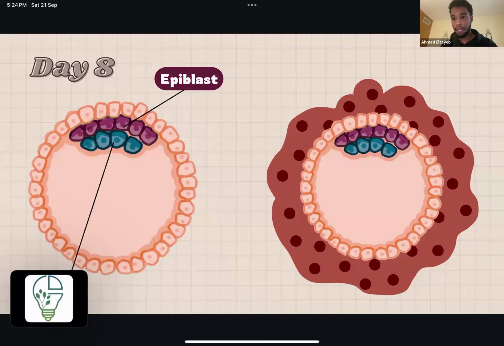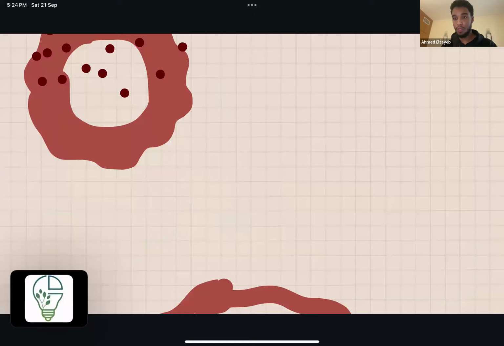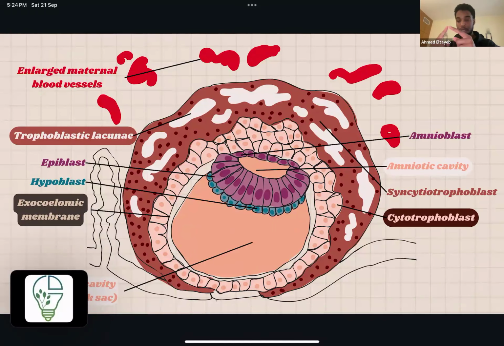Now, the primitive yolk sac forms when the hypoblast proliferates downwards, okay? So we see the hypoblast on day 9 starts to divide rapidly and it proliferates downwards. It forms a membrane called Huesner's membrane. And this membrane is the lining for the primitive yolk sac. So day 9 is when the primitive yolk sac is formed, okay?